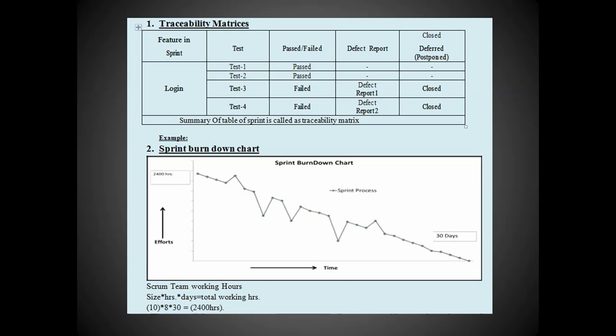And next one is the sprint burn down chart. From day 1 to day 30, how much time we work and how much of the work is completed. Here we calculate based on the team size and the total working hours. As an example, the team size is 10 people, working hours is 8, and the sprint is 30 days. Multiplying those, we get 2400 hours. How much effort the team puts in, everything we calculate here. That is the sprint burn down chart.